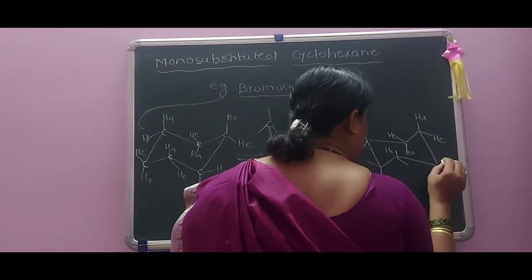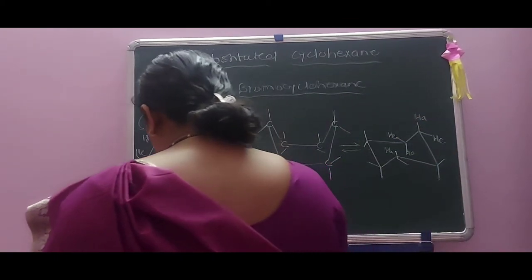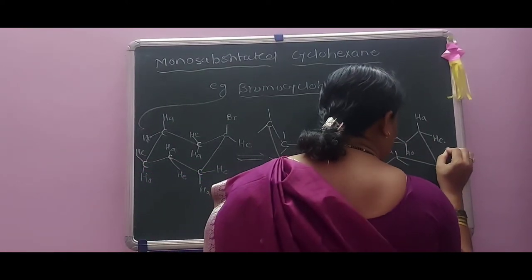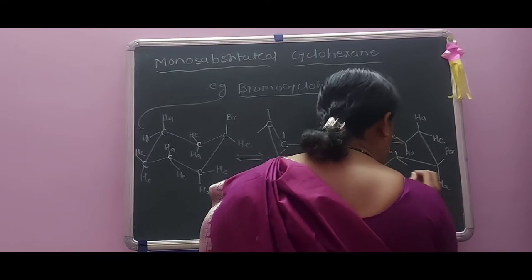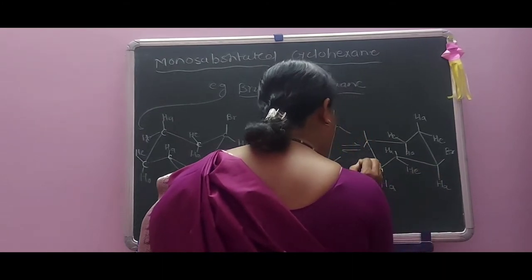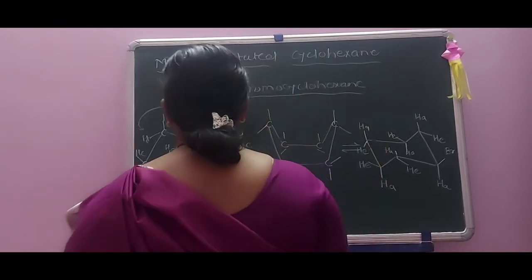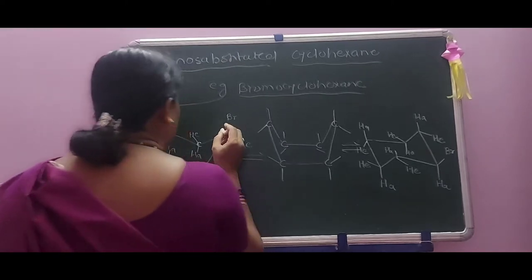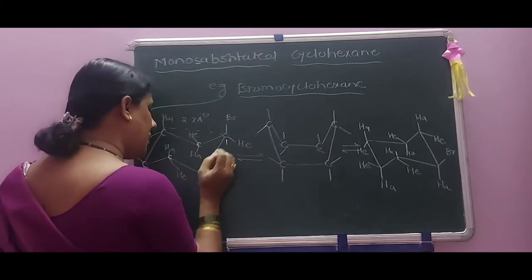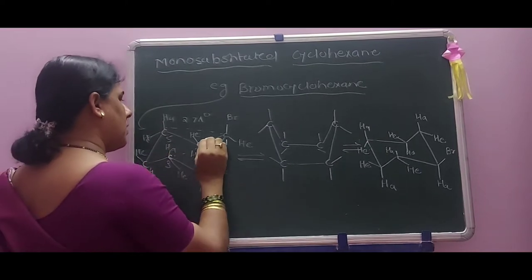Here H, E, then H. This is bromo, and therefore here we can write it as Br. HA here on the equatorial position, HE, HA, HE. Now the distance between the third carbon's hydrogen and this bromine atom is equal to 2.7 angstrom. This is one, this is second, third, here fourth, and here five.